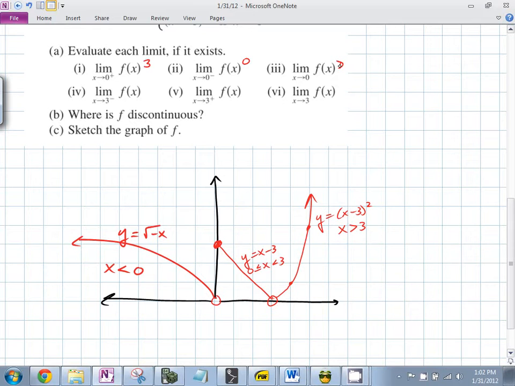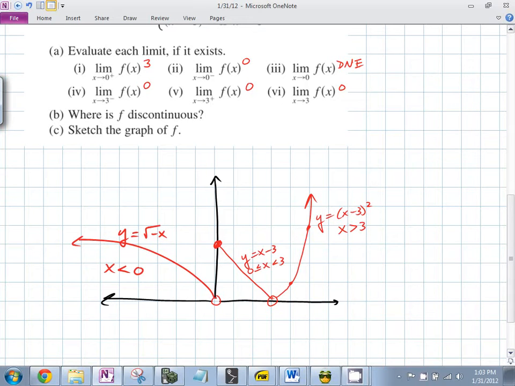3 from the left. And 0. 0, and then 3 from the right. 0. And what about the limit as x goes to 3? 0. Yeah, it's 0. If the left-hand limit is 0 and the right-hand limit is 0, the limit is 0. Done. Does the function need to be defined right there for the limit to exist? No, it does not. Very good.